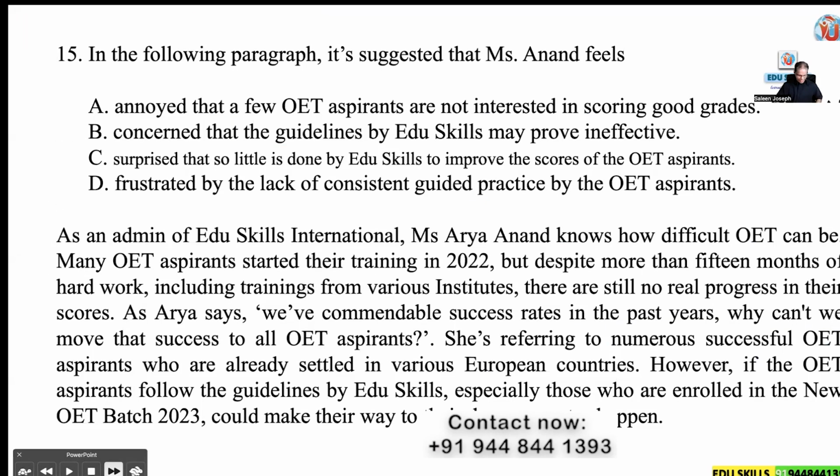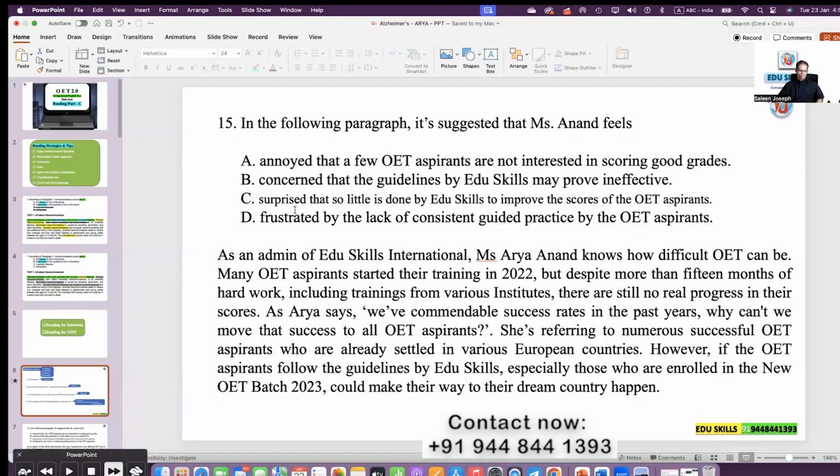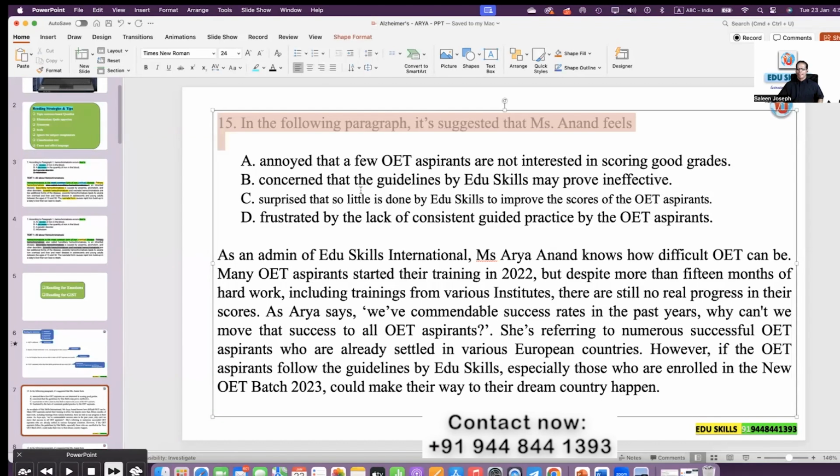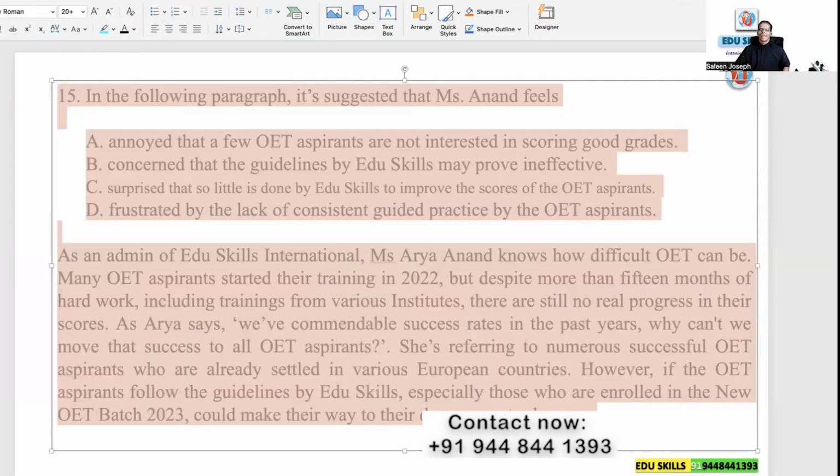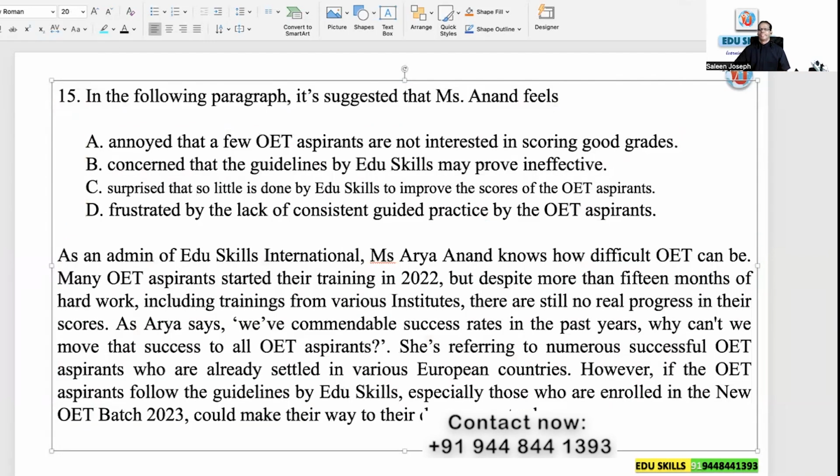Cool. Let's move to the text. You'll again listen, okay? This is a tribute to Arya, since Arya is moving away from us. Just listen and read. This is also a listening practice. 15. In the following paragraph, it's suggested that Ms. Anand feels A. annoyed that a few OET aspirants are not interested in scoring good grades. B. Concerned that the guidelines by EduSkills may prove ineffective. C. Surprised that so little is done by EduSkills to improve the scores of the OET aspirants. D. Frustrated by the lack of consistent guided practice by the OET aspirants.